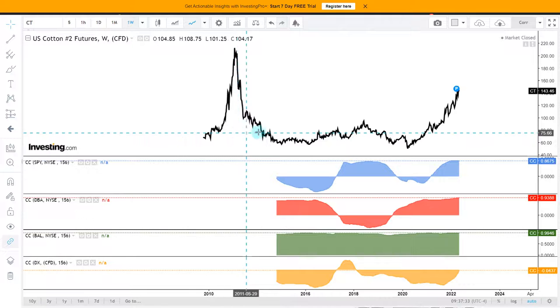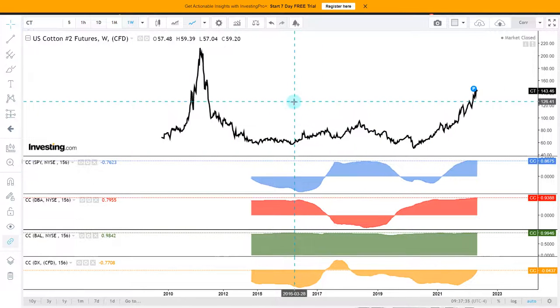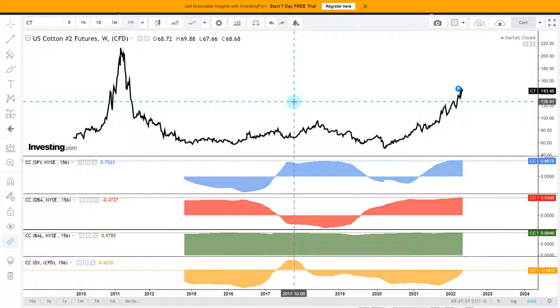Next, we will look at relative performance. So, there is an 87% correlation with the S&P 500, 94% with DBA, which is the agriculture ETF. Then we have an almost perfect correlation with the BAL.